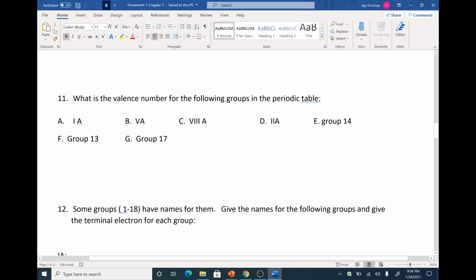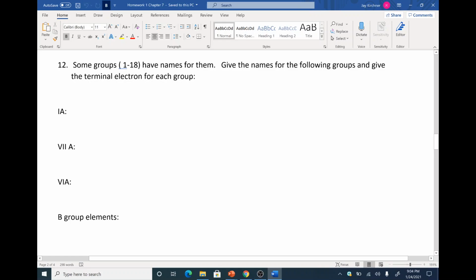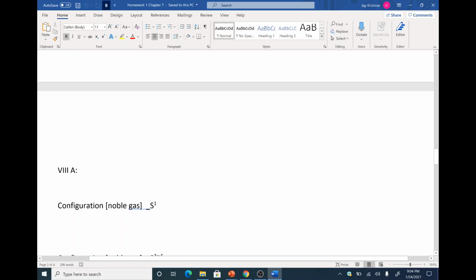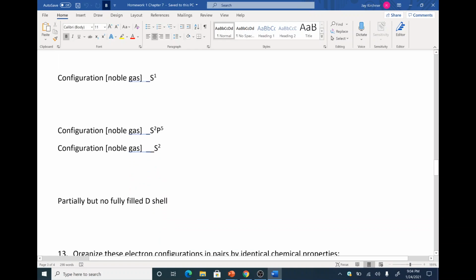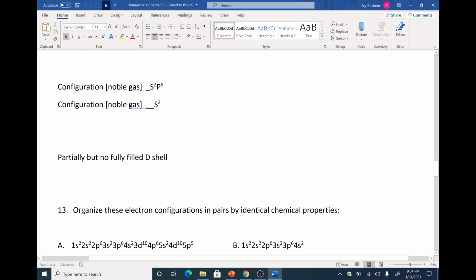This would be 7A. Here are some names: alkali metals, halogens, chalcogens, metals, you can call them that, whatever. Noble gases. Then you can look at this. S1 would be your alkali metals. This one, S2P5, would be halogens, then alkaline earth metals, metals.